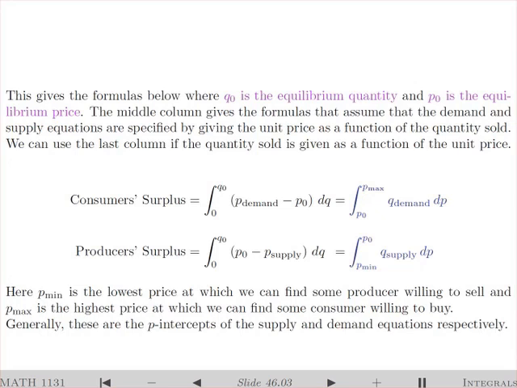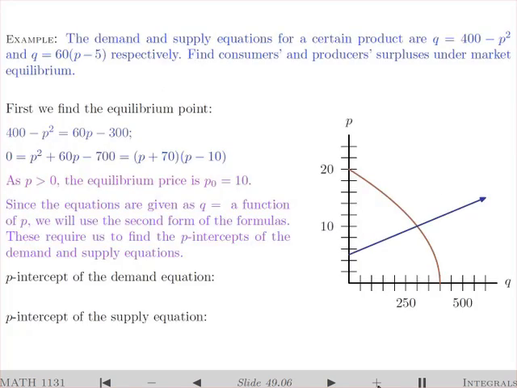Since the equations are given in the form Q equals something in P, I will use the second set of formulas. To use these, I need to find the smallest price at which there is some supply, and the highest price at which there is some demand, P min and P max. So let's go ahead and find those as well. These are the P-intercepts of the supply and demand equations respectively. Again, I can read it off the graph, or do this algebraically.